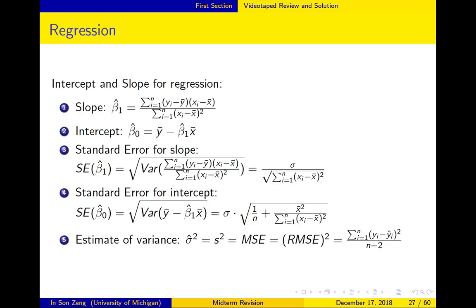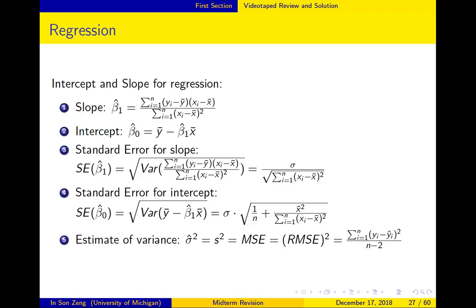But if you are unfortunate enough, I hope you also know the formula for beta 1 hat, which is the summation of i equals 1 to n, yi minus y bar times xi minus x bar, over the corrected sum of squares, which is the summation of i equals 1 to n, xi minus x bar squared. This is our formula for the slope.